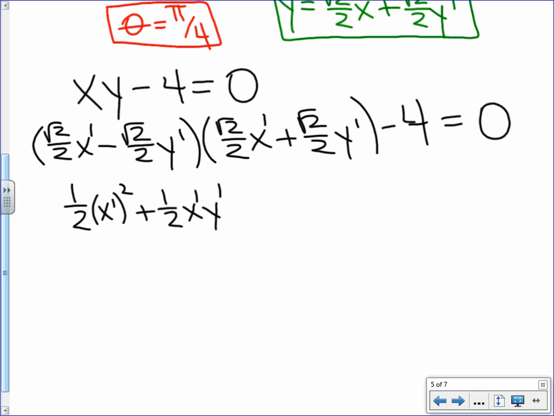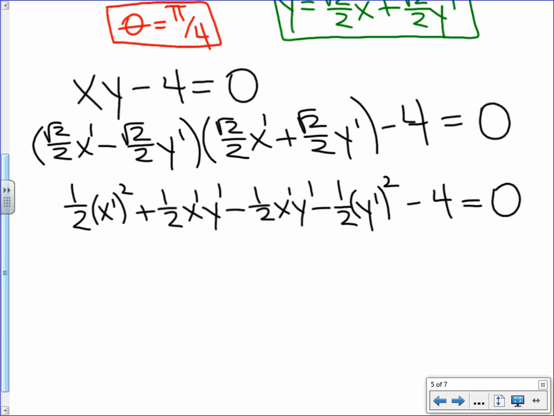1/2 x. Okay. Negative radical 2 over 2 y prime times positive radical 2 over 2 x prime. Good? And then radical 2 over 2 y prime times radical 2 over 2 y prime. We have minus 1/2 y prime squared minus 4 equals 0.